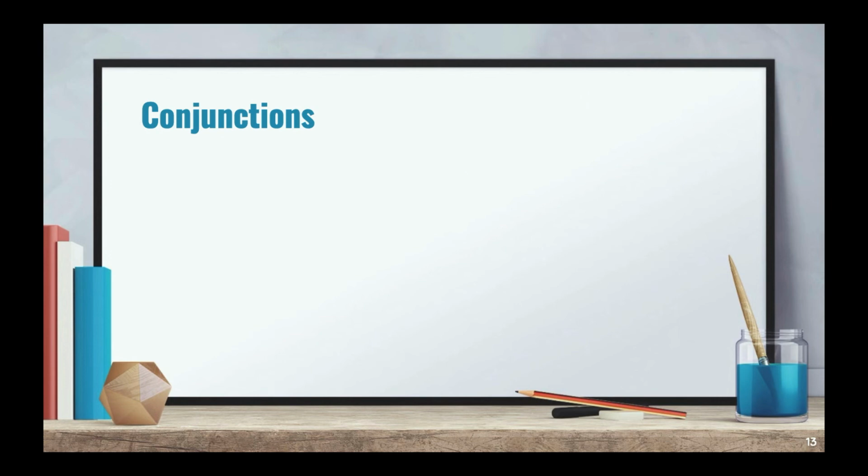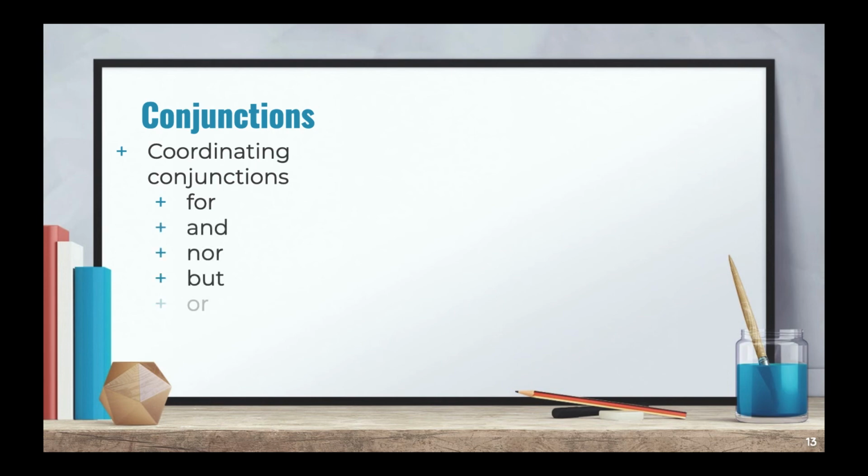There are two types of conjunctions. The first one is coordinating conjunctions. Coordinating conjunctions connect two clauses of equal importance into what we call a compound sentence. There aren't many coordinating conjunctions. These are for, and, nor, but, or, yet, and so.